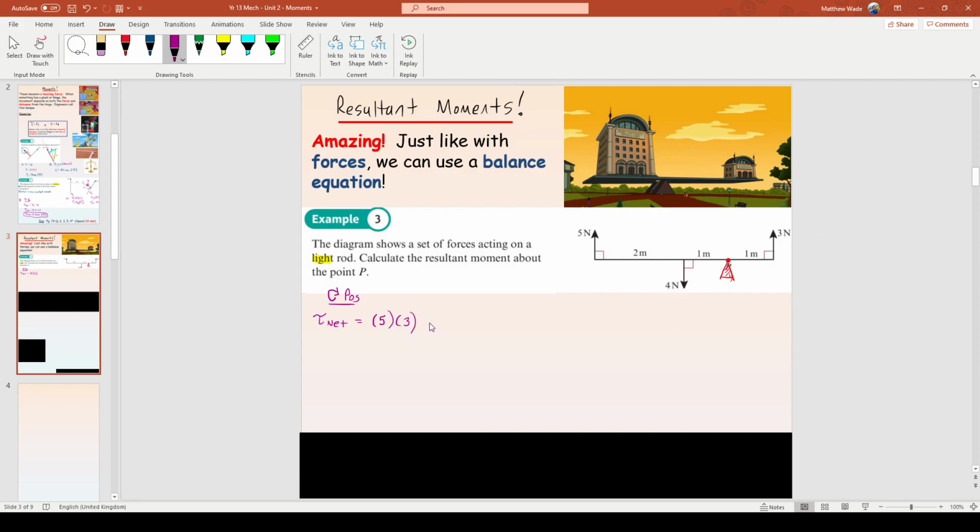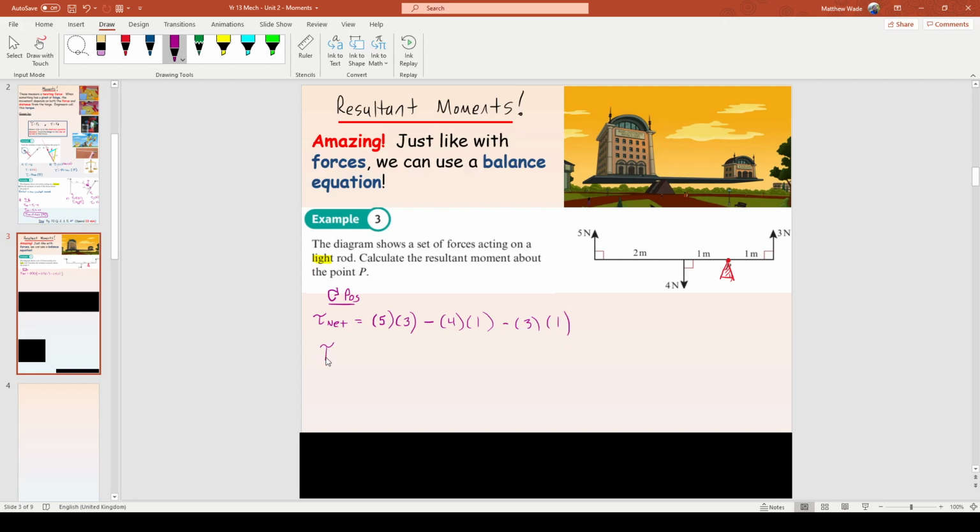Moving on to the 4 newtons, it's moving anti-clockwise, because it wants to go that way around. So here we go. It's 4 at a distance of 1. And then on to the 3. It's on the other side, so you'd think it'd be clockwise, but it isn't actually, because it's on the other side of the pivot. It wants to make it go this way around too, which is anti-clockwise. So take away 3 times 1.